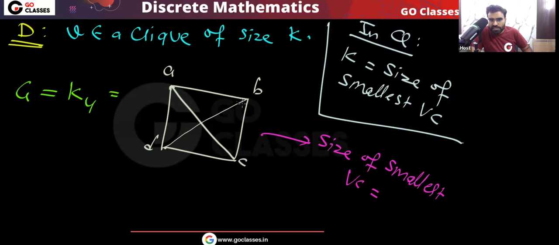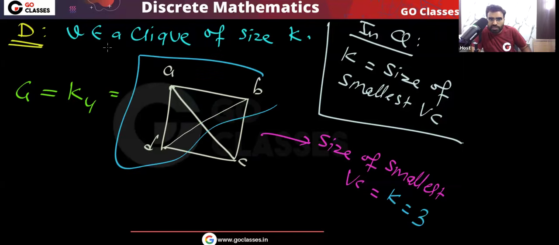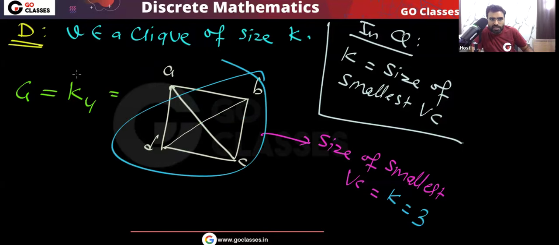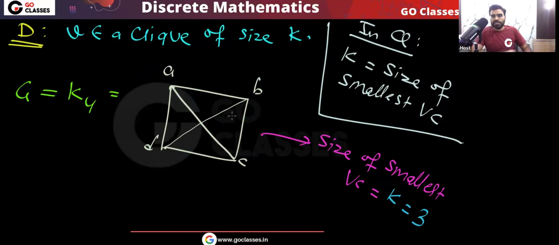This is a complete graph on 4 vertices. Every 2 vertices are adjacent. So I need to take at least 3 vertices to cover all the edges. And the size of the smallest vertex cover will be 3. For example, this is a smallest vertex cover. Basically any 3 vertices you can take, that will be a smallest vertex cover. So the value of k is actually 3 for this graph.